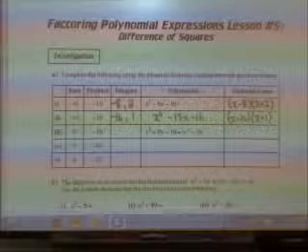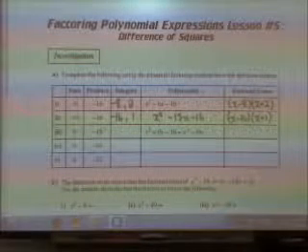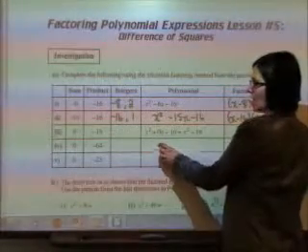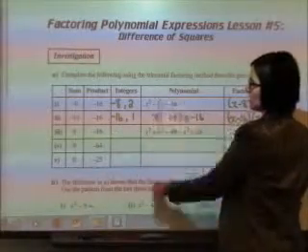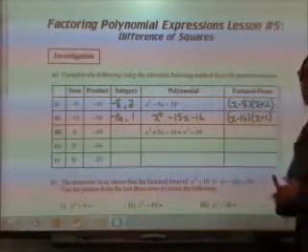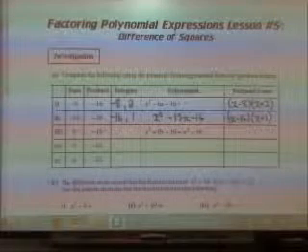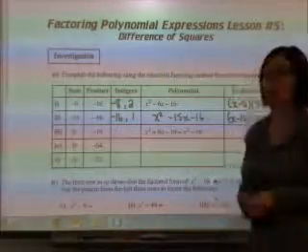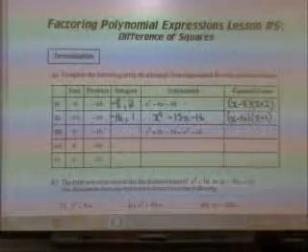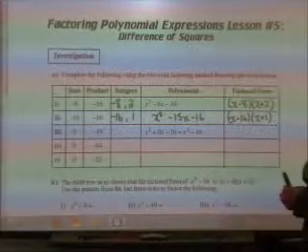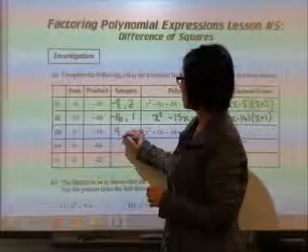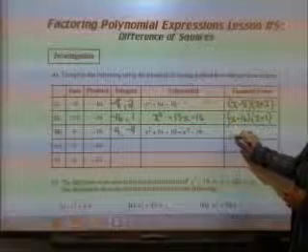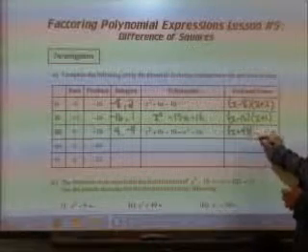So now if we look at question 3, I have a polynomial where the middle term is actually equal to 0. So instead of writing this as x squared plus 0x minus 16, I can write it as x squared minus 16. In terms of my sum and product chart, I'm looking for two numbers that have a product of negative 16, but the sum is equal to 0. Four and negative 4. So when I go to factor this, I get an x plus 4 and an x minus 4.